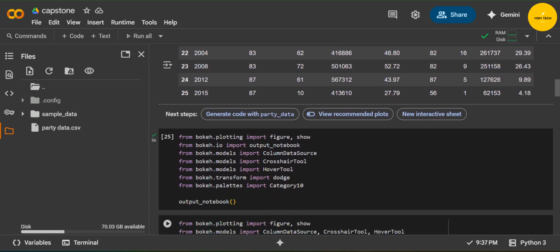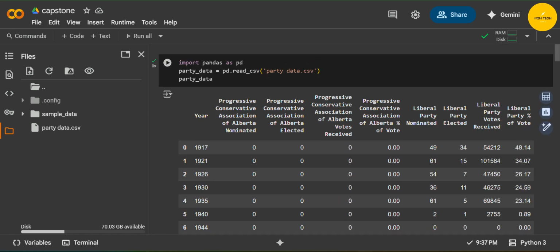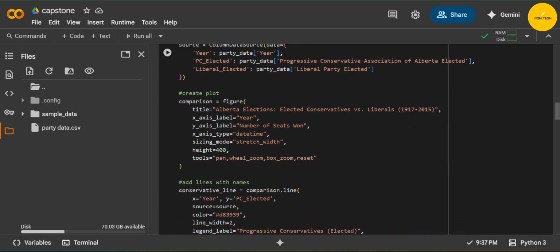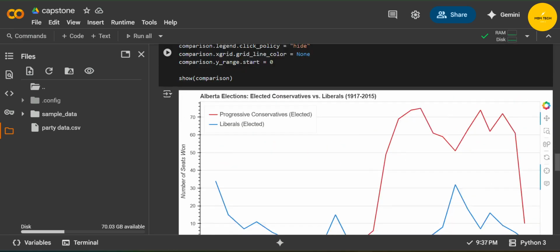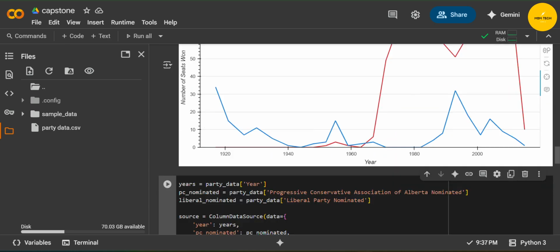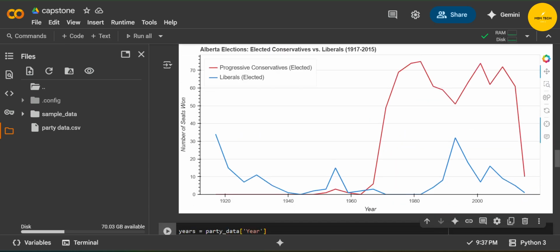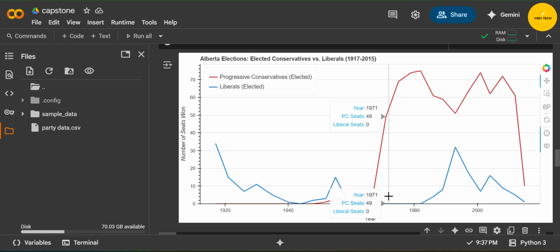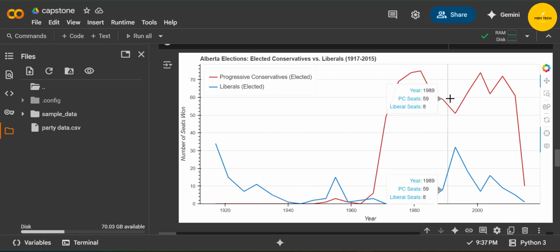And I imported some tools from Bokeh. I also used pandas for this. And I first did a line graph as an example. A double line graph of just how many were elected. And as you can see here, I added more functions for better readability. I have different labels. You can see the year and how many specific seats, which is really helpful, not only if you're looking for the overall trend, but also the specific information.